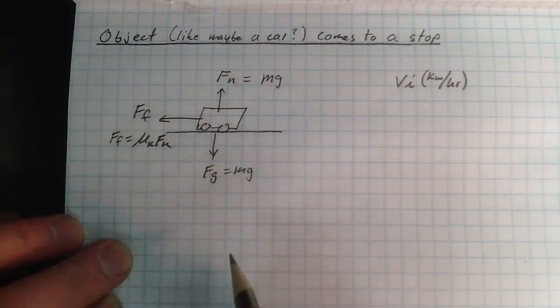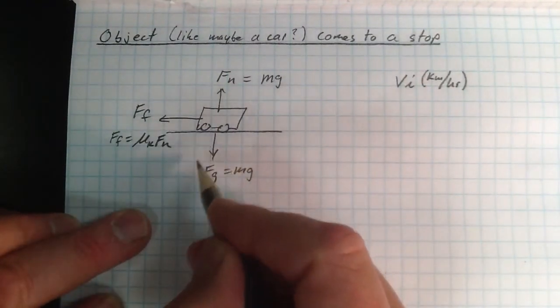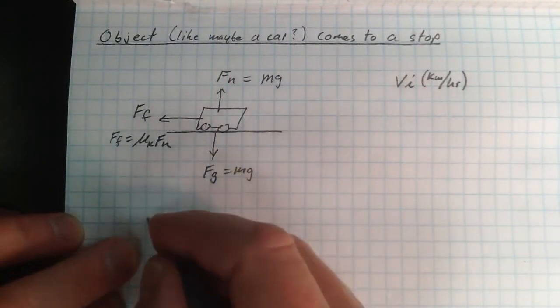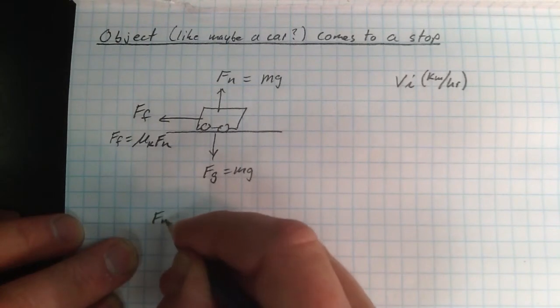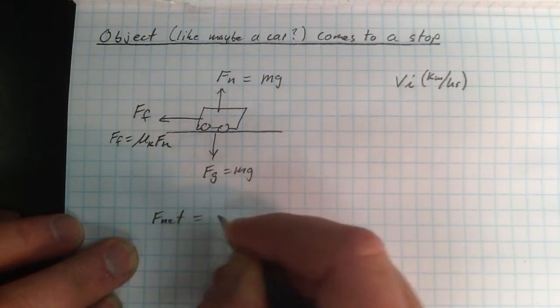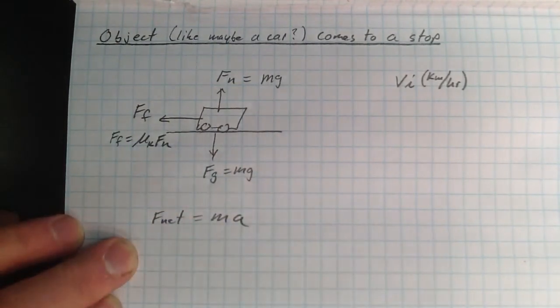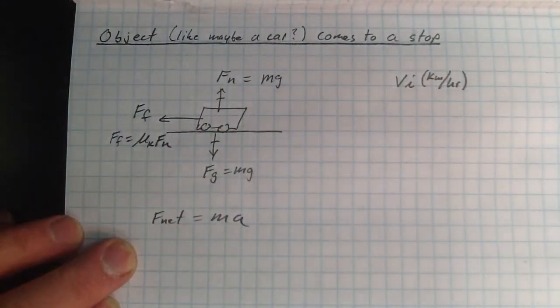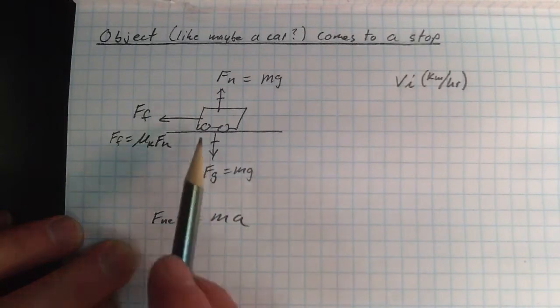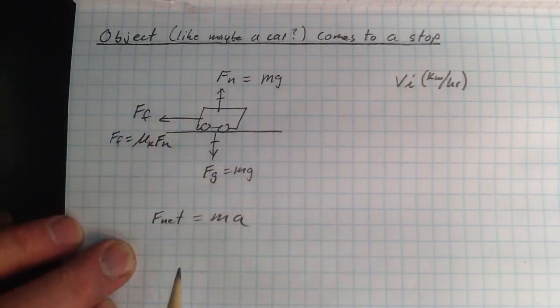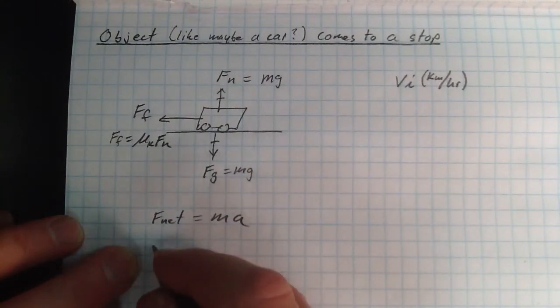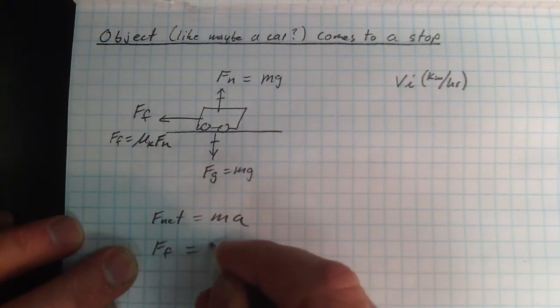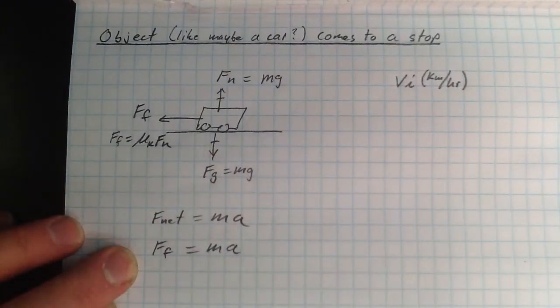Okay, so if we do this, we recognize that if we go to Newton's second law, these two guys, when added together, are going to cancel out. So for F net, I'm left with just this force of friction. Everything cancels out except for the force of friction, and that is going to be equal to my mass times acceleration.